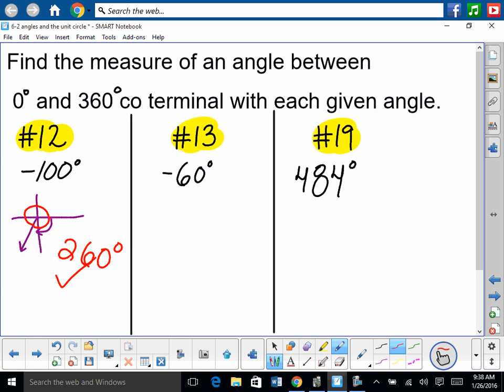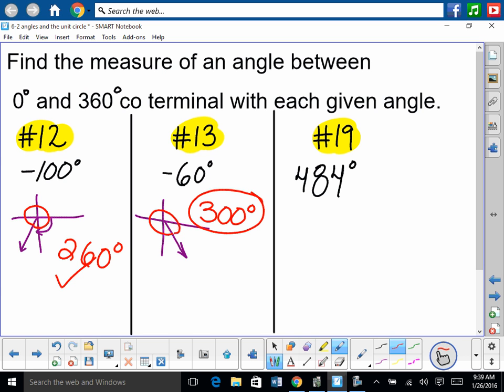So number 13, it wants to know a coterminal angle with negative 60. Once again, negative 60 is about right here, right? A coterminal angle means it starts in that same spot. So you can take negative 60 and add 360 degrees, go around in a full circle. What angle would that be? 300 degrees. So they're coterminal. They land in the same spot. Isn't that an angle between 0 and 360? You see what I'm saying, everybody?